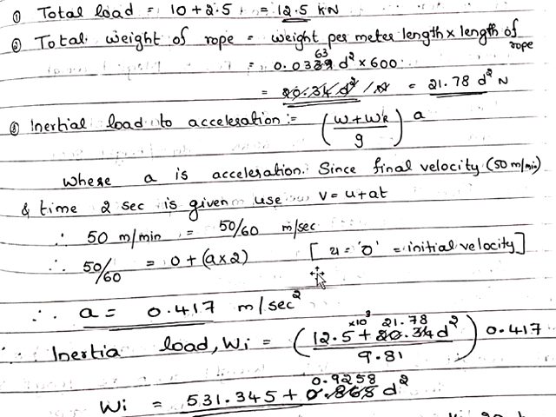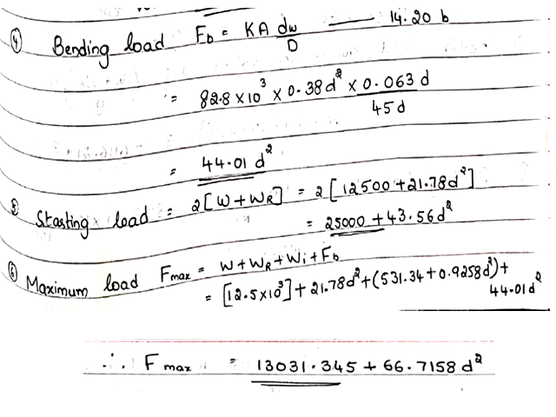Then substitute this value in the inertia Wi equation. You will get the inertial load due to acceleration as 531.345 plus 0.9258 D square. Next, step number 4. In step number 4, we'll calculate the bending load using equation number 14.20b. K is a constant from the data book, 82.8 into 10 raised to 3. The A value from table number 14.32, and dW and D, these values from the same table. After simplification, you will get the FB value as 44.01 D square.